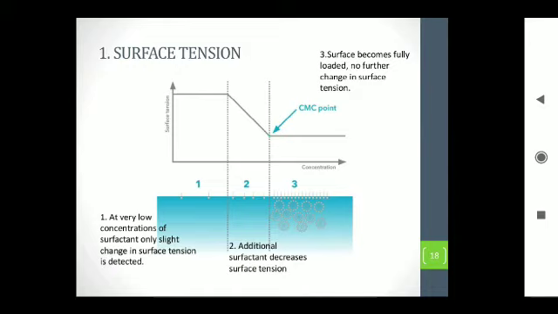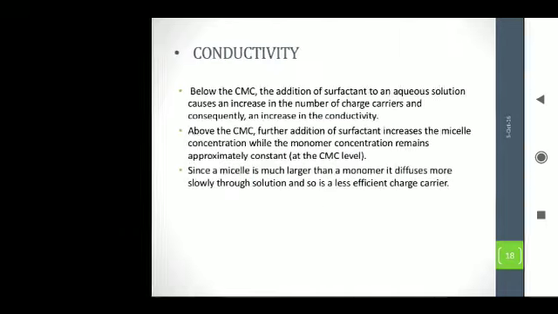At low concentration of surfactant, only a slight change in surface tension is detected. On further addition of surfactant, the surface tension decreases. When the surface becomes saturated with surfactants, there is no further change in surface tension. The point at which the surface tension stops changing is called the critical micelle concentration. This principle works on surface tension.